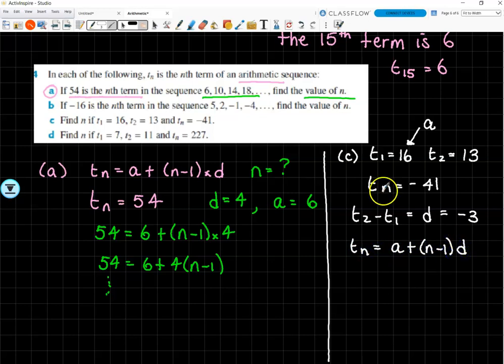They've told me Tn, so I can pop in there minus 41. I didn't know what A was, but instead of saying the first term is 16, or saying A equals, they've gone T1 equals 16. That's the same. A is 16. Plus, what are we trying to find? We're trying to find N, so we don't know it.